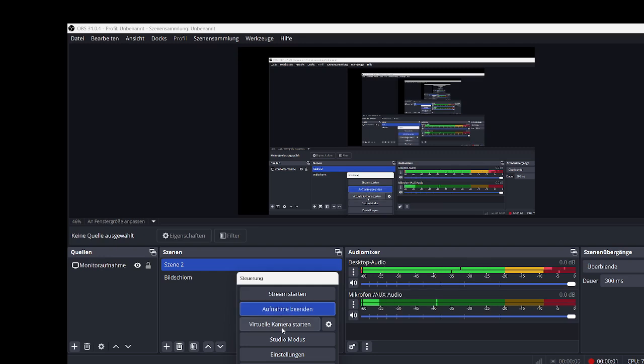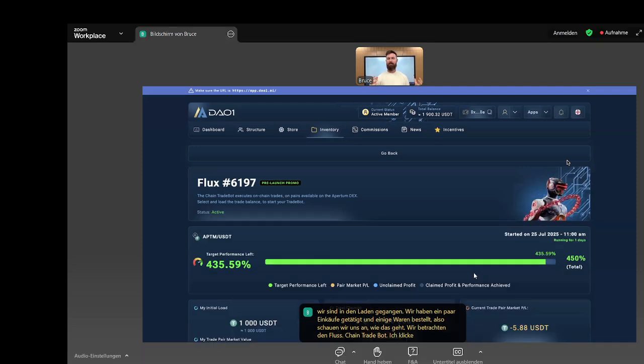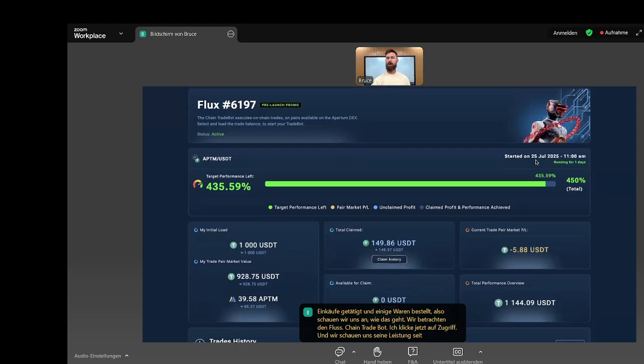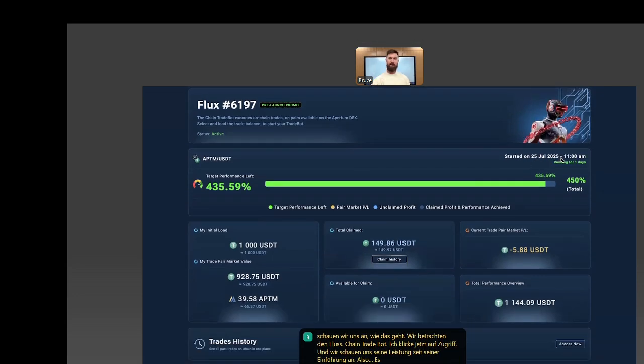to look at the Flux Chain Trade Bot. I'm going to click Access Now, and we're going to have a look at its performance since it went live. So it started on the 25th of July. That was yesterday at 11 a.m. UTC. And so we know that's been running for just over 24 hours.